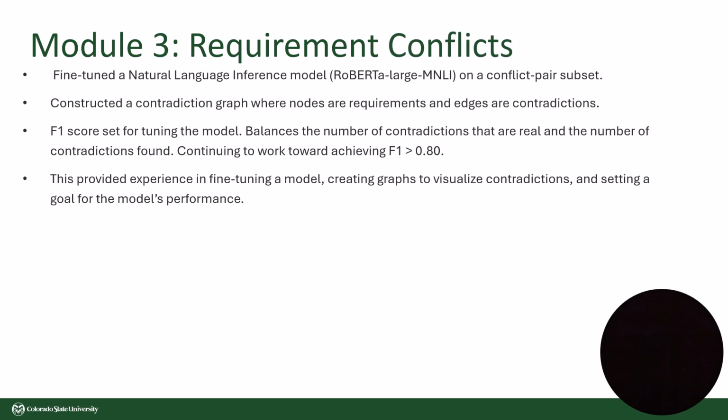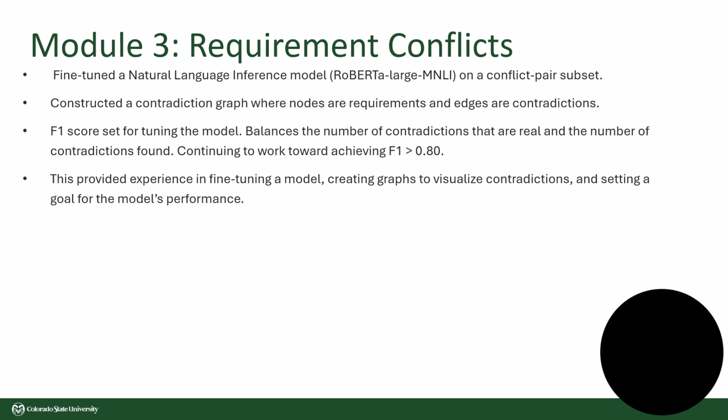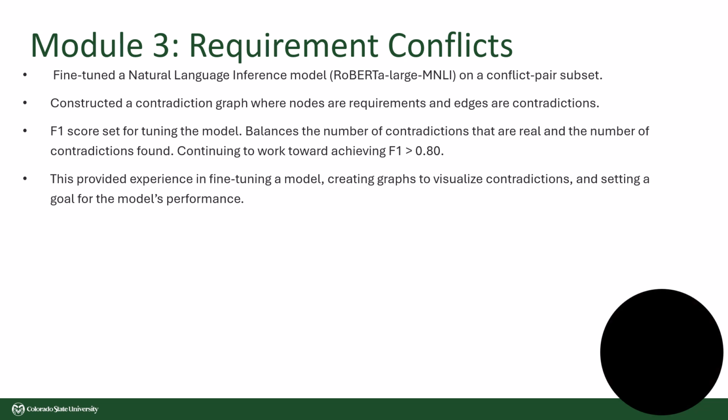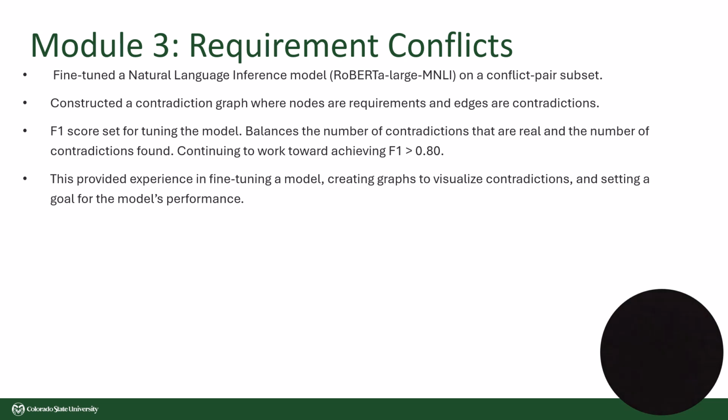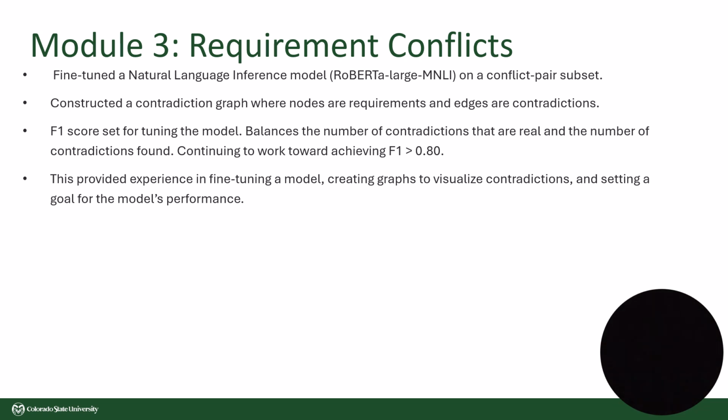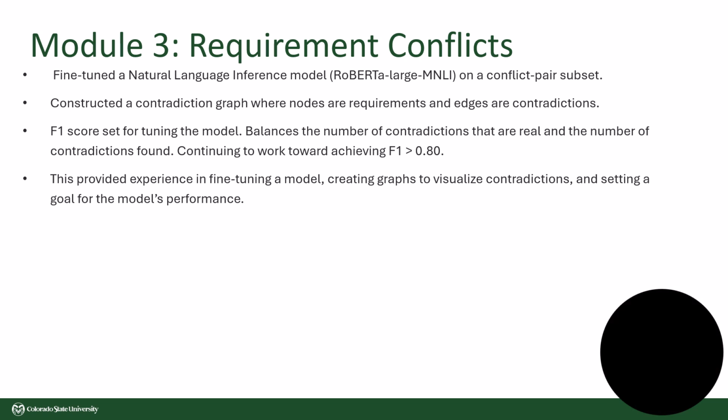For conflicts, I worked on fine-tuning a natural language inference model, RoBERTa-large MNLI, on a conflict pair subset. I constructed a contradiction graph where nodes are requirements and edges are contradictions, in order to better visualize the contradictions. The target for tuning the model is to achieve an F1 score greater than 0.80.